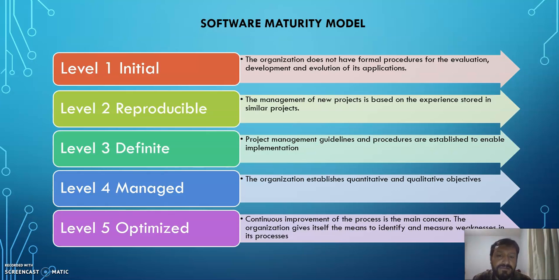Level 4, managed. The organization establishes quantitative and qualitative objectives. Level 5, optimization, continuous improvement of the process. The organization gives itself the means to identify and measure weaknesses in these processes. It also looks out for the most effective software engineering practices, especially those where synergy enables continuous quality improvement.